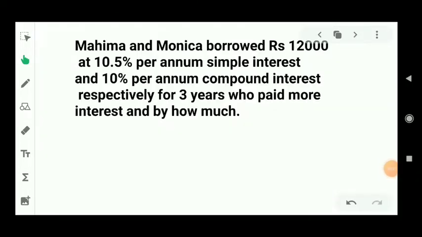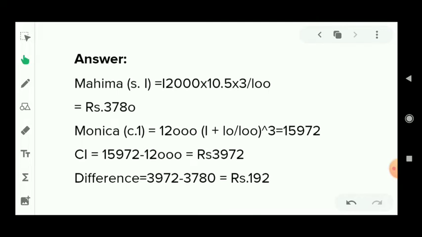Now students, let's see question number 2. Mahima and Monica borrowed rupees 12,000 at 10.5% per annum simple interest and 10% per annum compound interest. That means for Mahima it will be simple interest and for Monica it will be compound interest, respectively, for 3 years, and both times are 3 years. Who paid more interest and by how much? Let's see the solution of this question.